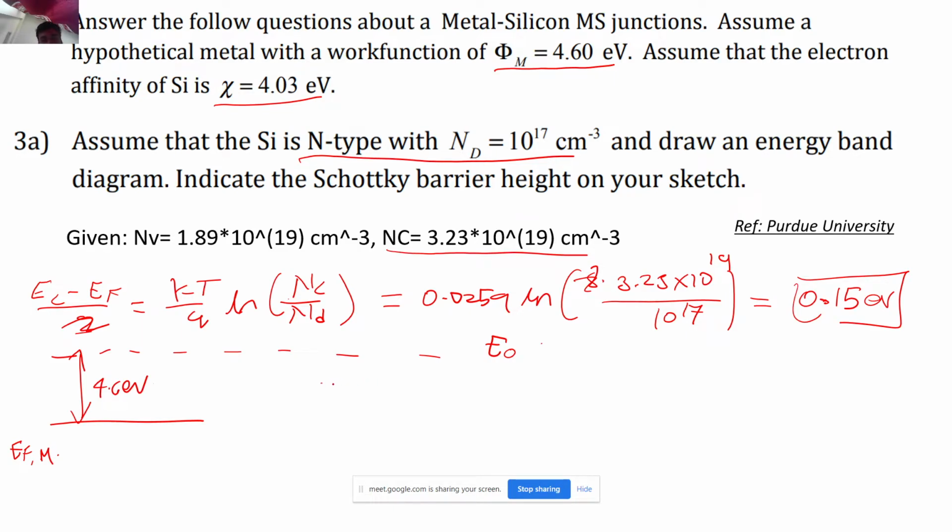Now somewhere my EC will be present over here, correct? Depending on the value of chi that has been given, 4.03, right? And just below the EC, my EF will be there. So this is EF, and this is 0.15 eV, correct? And somewhere over here Ei will be there, and I will have EV over here, correct? So now as you can see, this 4.03 plus 0.15 is less than the work function of the metal. So the Fermi level of the semiconductor is going to be higher than the Fermi level of the metal, right?